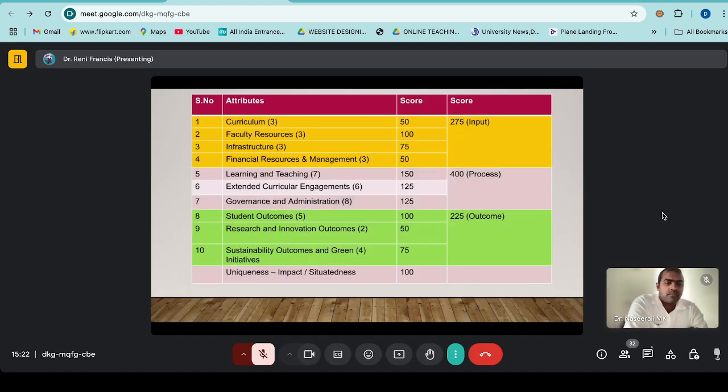If you see, I have color coded it to show that there are 3 things that NAC is expecting us to be ready with. One is the input, then the process, and the third is the output or the outcome. Now, all our activities, all the things of an institution that runs will be focusing on these 3 areas, that is input, process, and outcome.